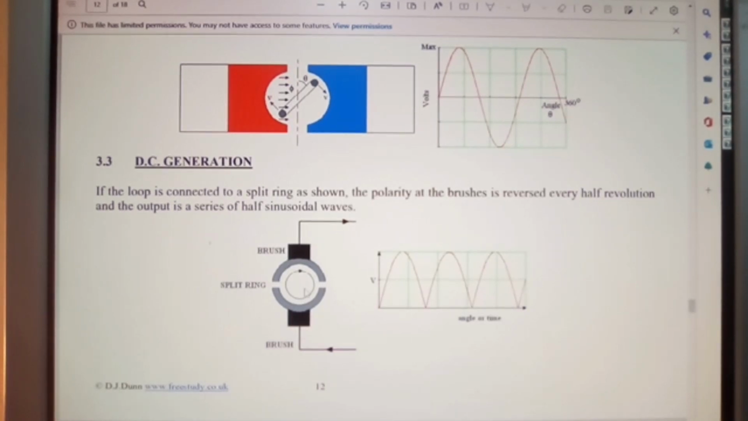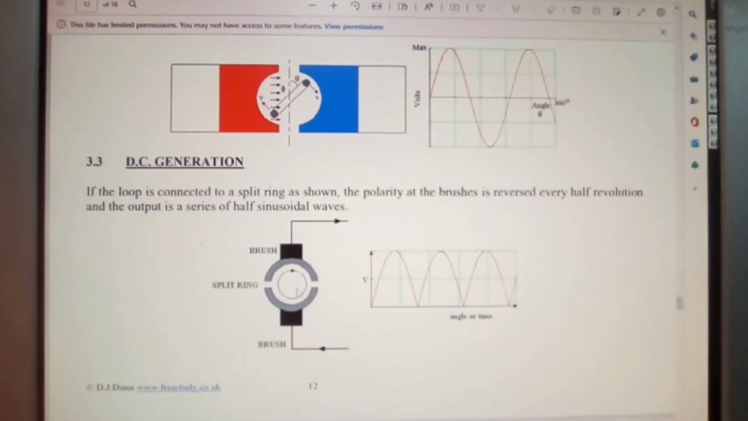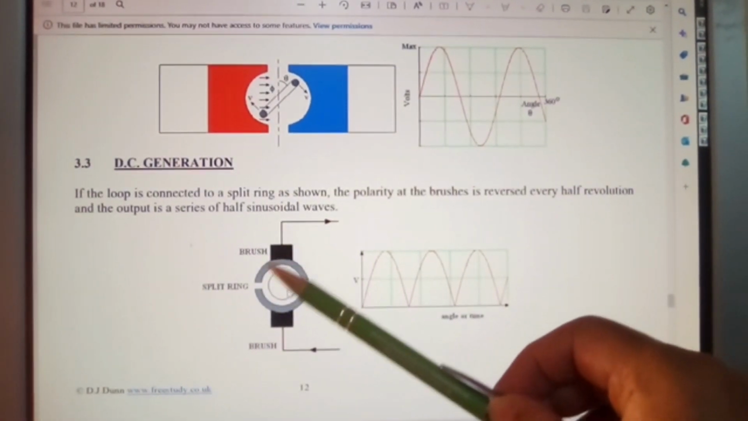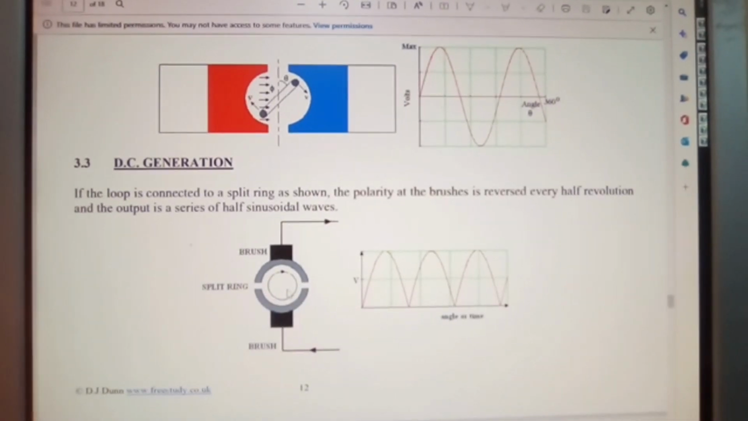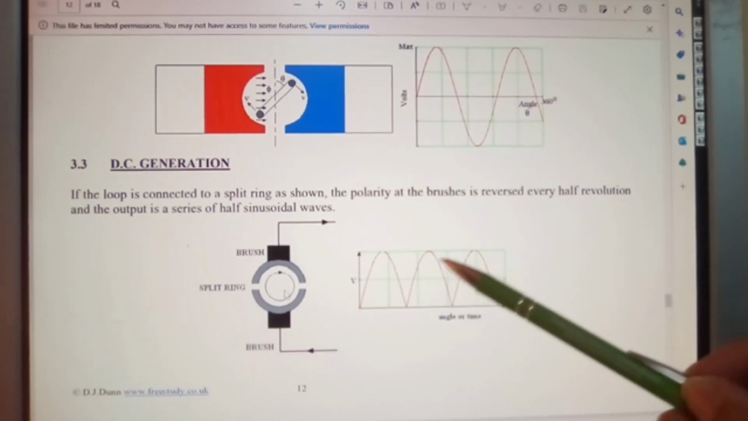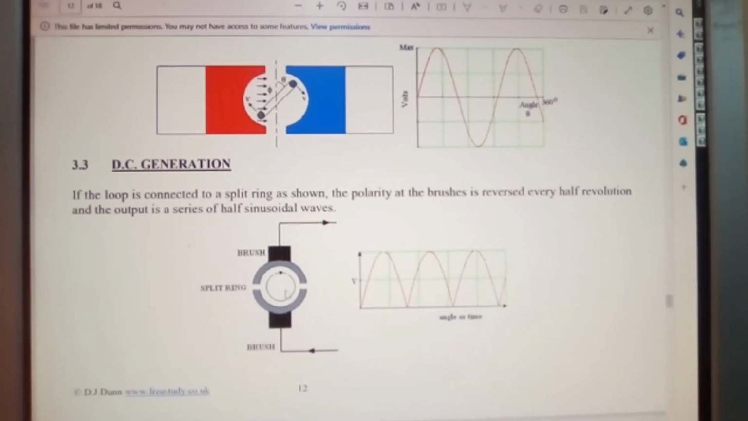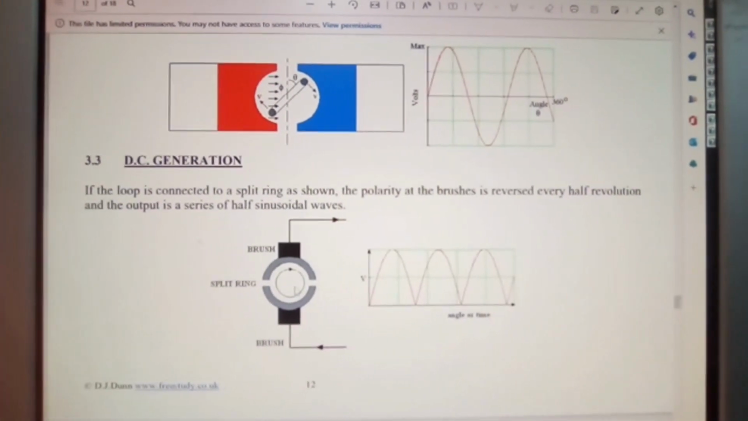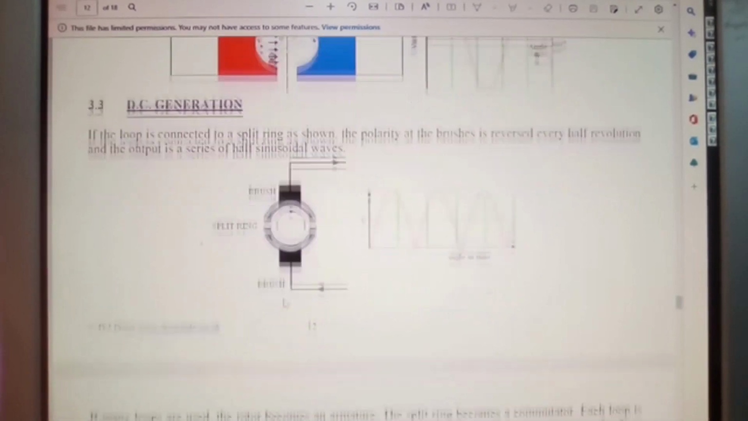I quite like this, I must admit. It's interesting how by actually splitting the commutator, we are able to produce full wave rectification that uses up both half cycles. Quite good. That has always amused me, actually, I have to admit.